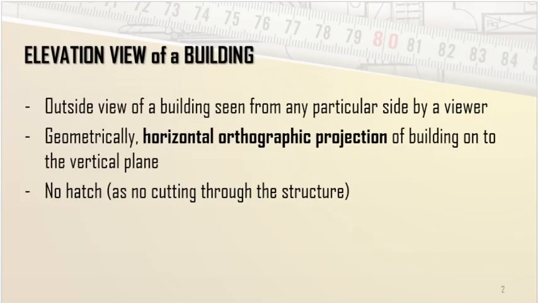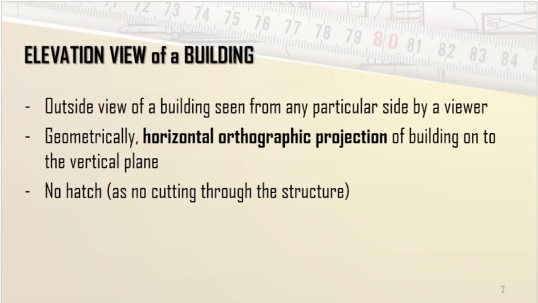So let's start with the elevation view of the building. We can define this as the outside view of a building which you can see from any particular side. If you are a viewer outside of the building, on any side, the view you can see will be called the elevation view. Geometrically, it is the horizontal orthographic projection of the building onto the vertical plane.